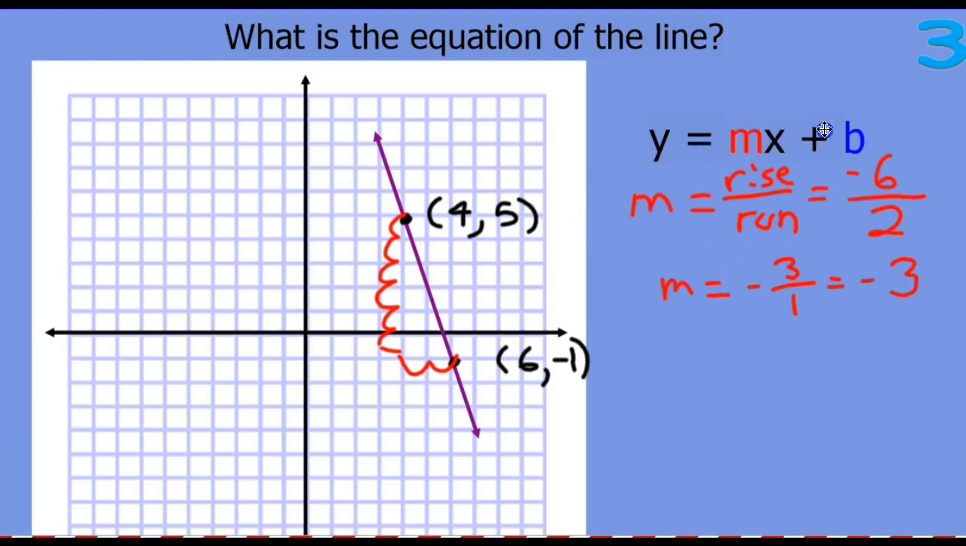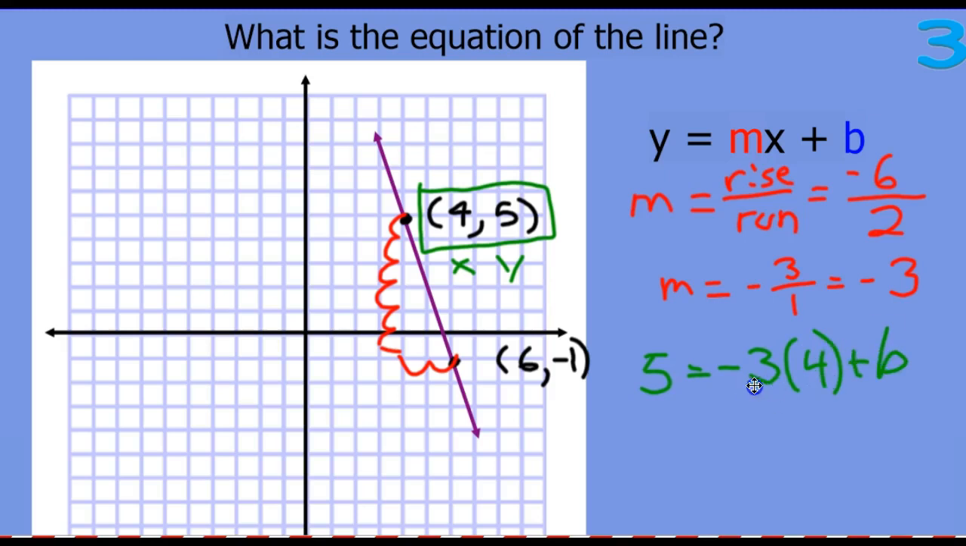Now our b, we don't know where b is because we haven't found that yet, and our graph does not cross the y-axis. So what we can do is pick one of our points. I'm going to pick this 4, 5. I'm going to put 4 as the x because that's in the x spot, and the y is 5. So we'll have 5 equals our m, which we found was negative 3, times 4 plus b. This will give us our b.